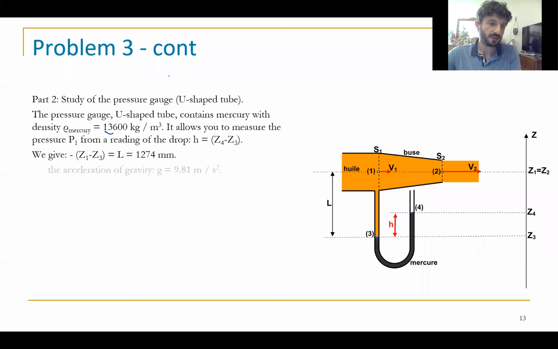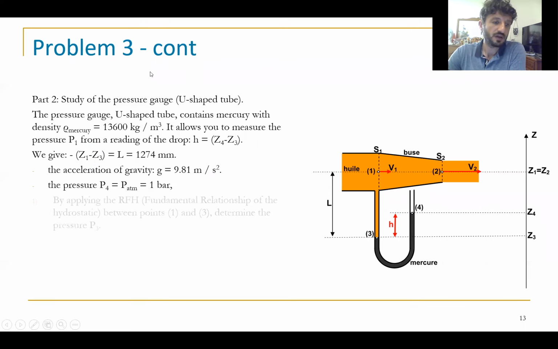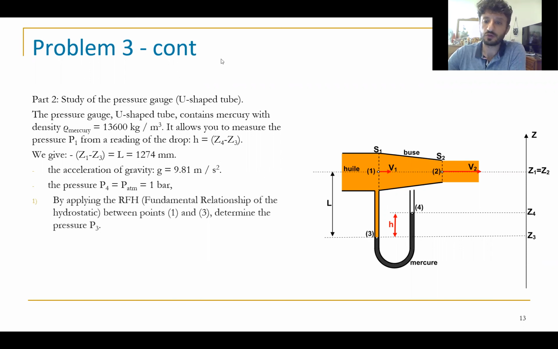Okay, let's see here. I give you Z1 minus Z3. I give you here the level from this point and this point equals to L. L equals to 1274 millimeter. The acceleration G equals to 9.8. P4, you know here, this tube is open. So here we have P atmosphere, P0 applied at this point because it's open to the external.